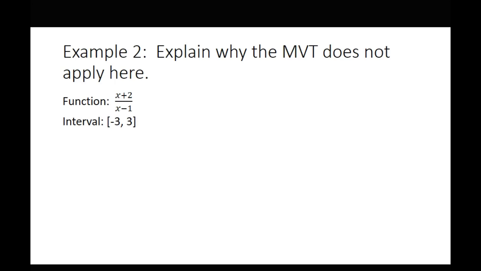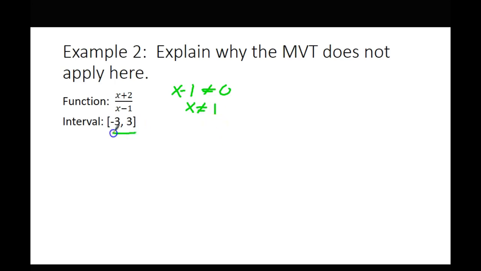Rational functions do have discontinuities. It's on that sheet. Where is this one's discontinuity at? It's at 1, because the denominator cannot equal 0, right? x minus 1 cannot equal 0, which means that x cannot equal 1. So we have a discontinuity at 1.